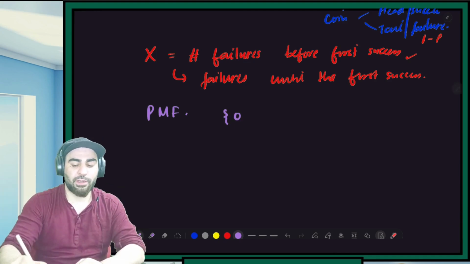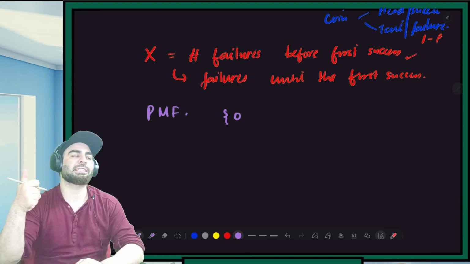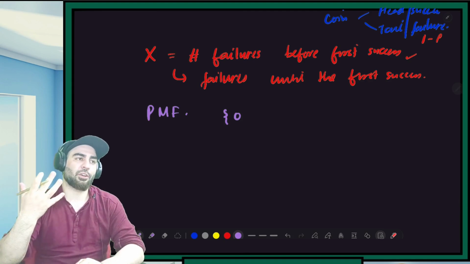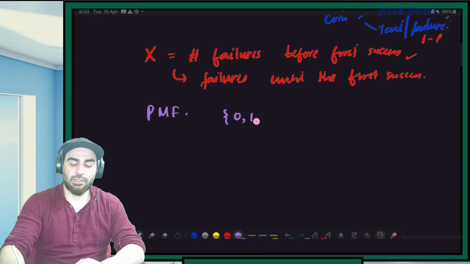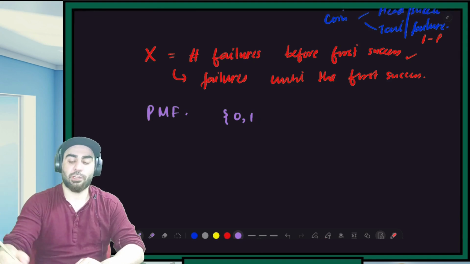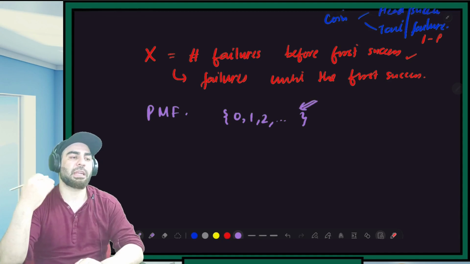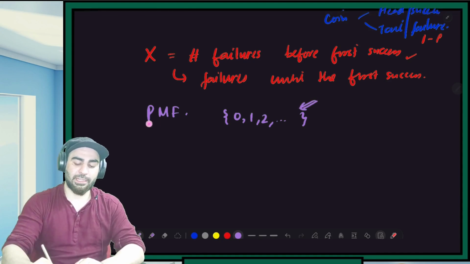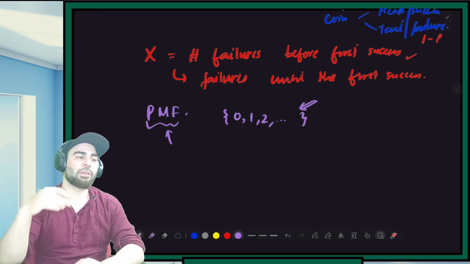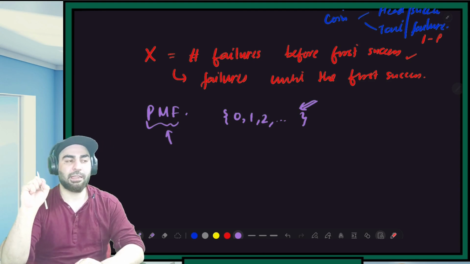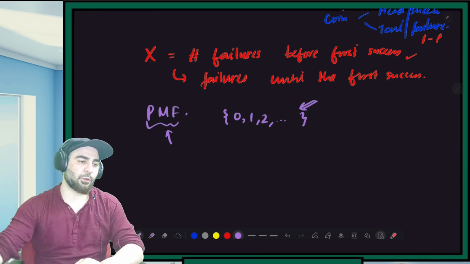There can be 0 failures. Let's suppose on the first try itself you saw a head in the coin toss. There can be one failure, and after one failure you got a success. There can be 2 failures, and so on. So these are the possible values which the geometric random variable will take. Now in order to define its PMF, I have to give you a function which will assign some probability to these. Any questions till here?